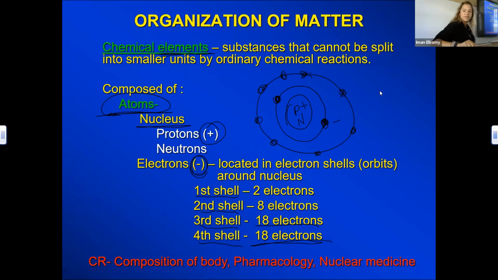Okay. So, are you guys getting this? Elements are made up of atoms. Each atom has a nucleus with protons and neutrons. Outside of the nucleus, there are shells with electrons. Electrons have a negative charge. Neutrons have no charge. They're neutral. Protons have a positive charge.